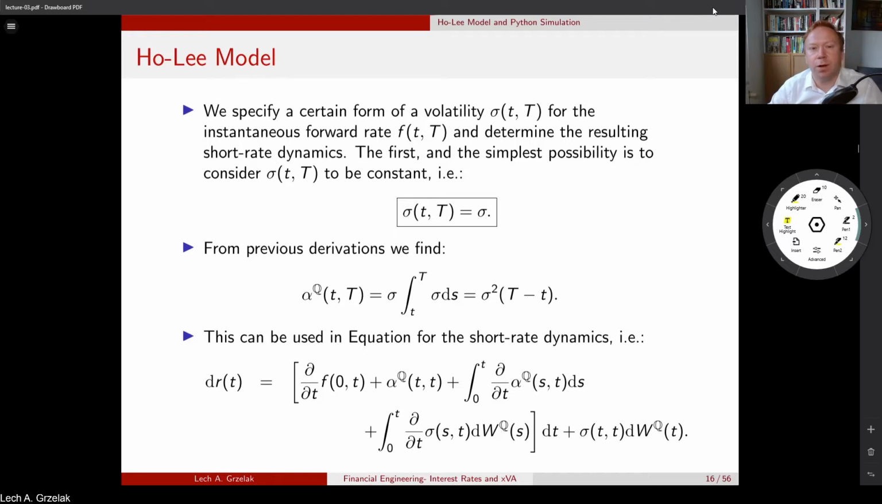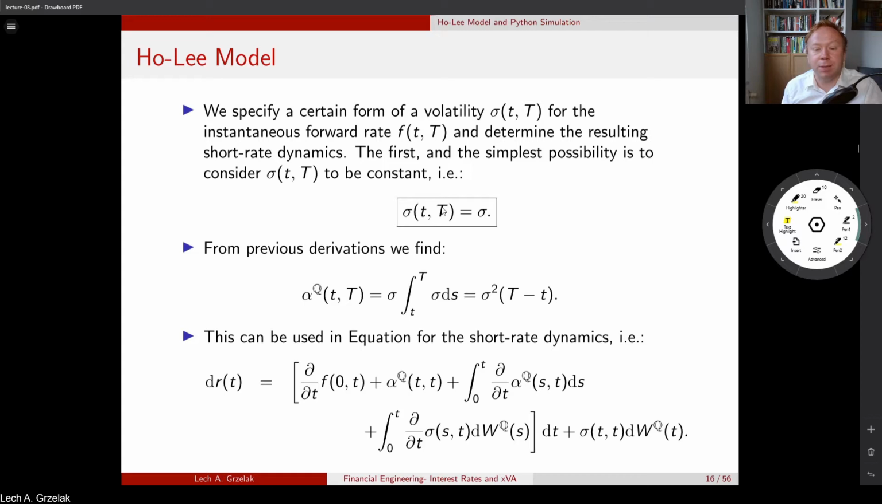We have learned so far that by specification of the volatility for the HJM framework, we may generate many different short rate models. Let's check how it works in practice. So the simplest possible volatility you can think of is, of course, to choose volatility to be constant.